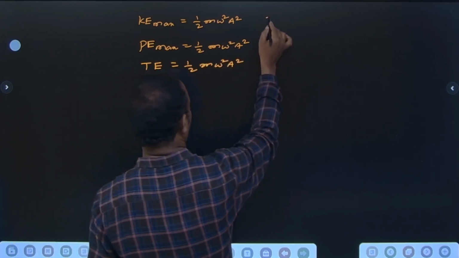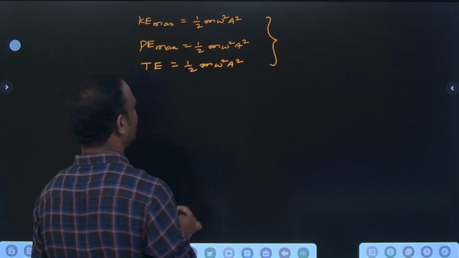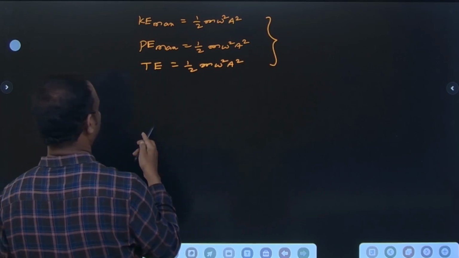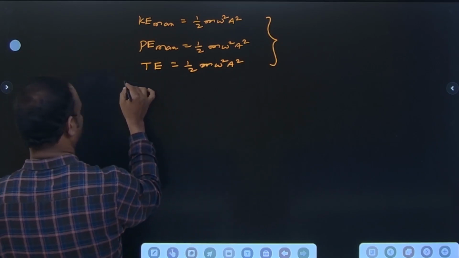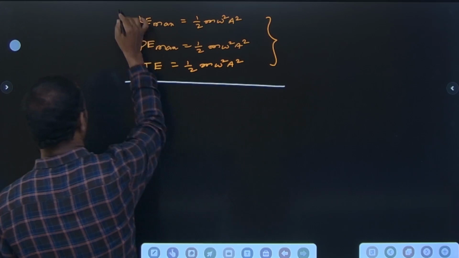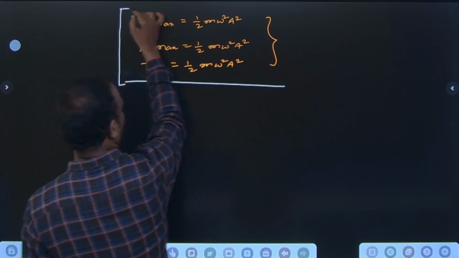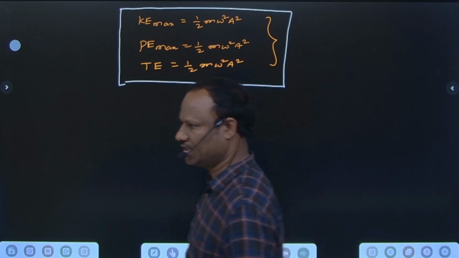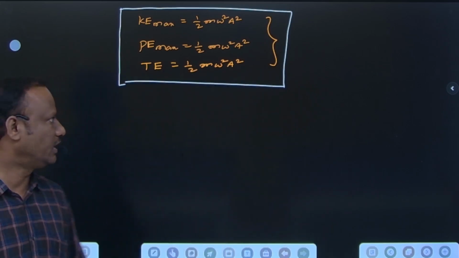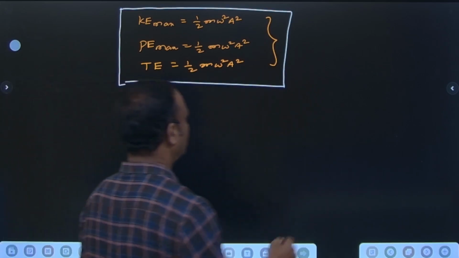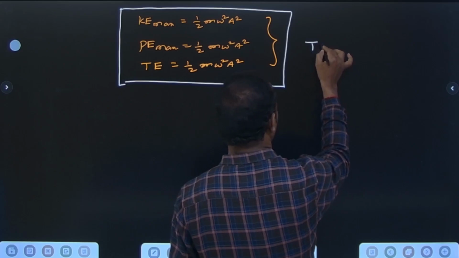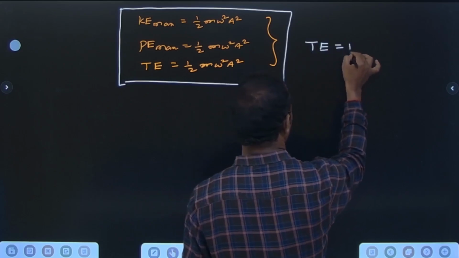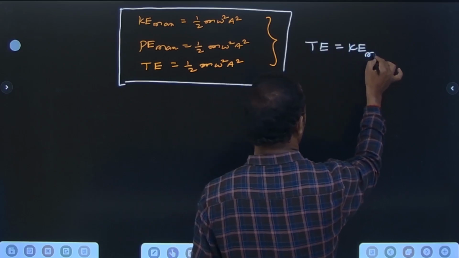So these are the three cases which are to be remembered for problem solving. Carefully observe, this is total energy. Next one, maximum kinetic energy and maximum potential energy. Let me check on this. This is total energy, already we discussed it. Total energy is equal to kinetic energy maximum.